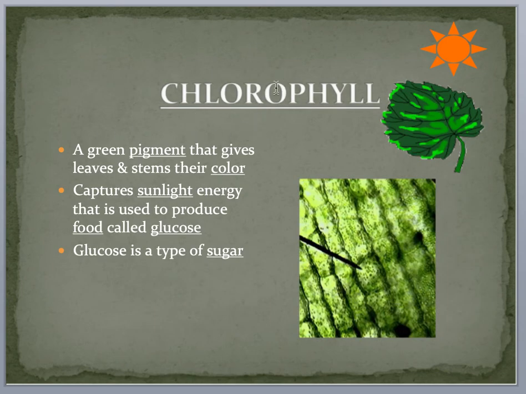Chlorophyll is actually the material present inside the chloroplast. It's a green pigment that gives leaves and stems their color and captures sun energy that is used to produce food called glucose, and glucose is a type of sugar. So chlorophyll is the functional unit of a chloroplast.